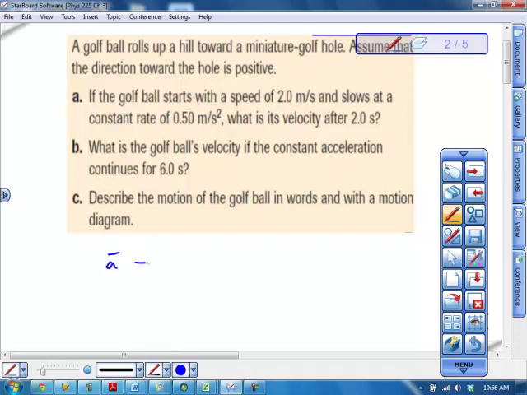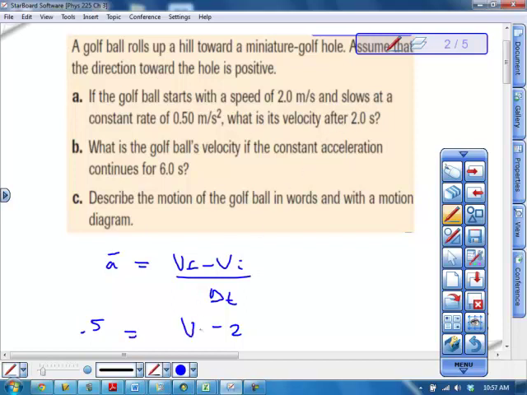Average acceleration is velocity final minus initial velocity over change in time. So this time they give us the acceleration. Let me just plug all this in down here. They give us, starts at the speed of 2 meters per second, so that's going to go here. It slows at a constant rate of 0.5 meters per second squared, so that's an acceleration that I'm going to put here.